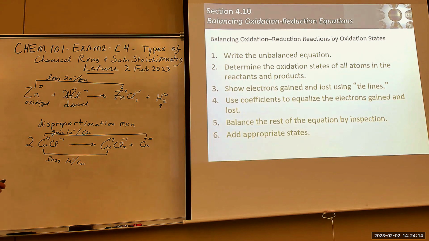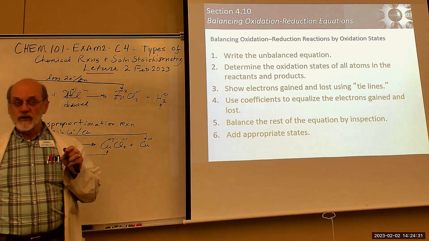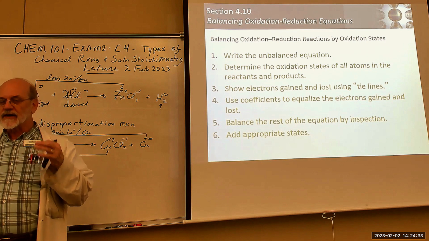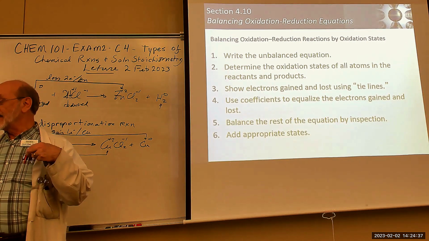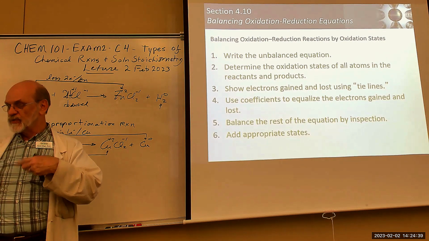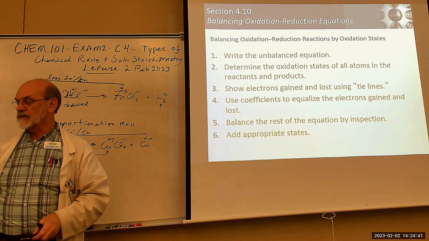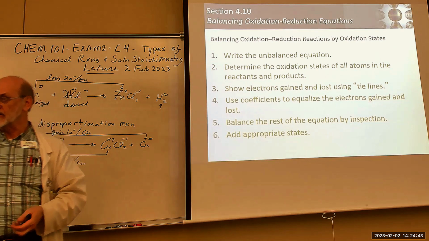I like tie lines. These are steps for balancing equations using redox. So if you know you have a redox reaction, sometimes it's more efficient to balance the electrons first. And then go ahead with your budget, finish balancing the equation by previous means.